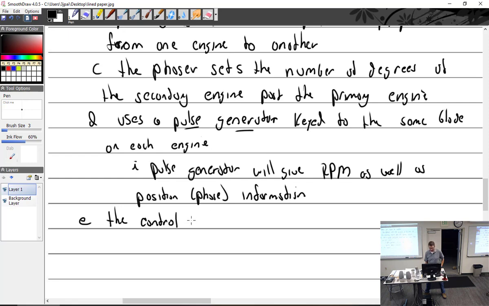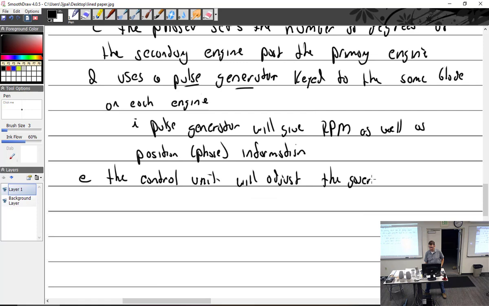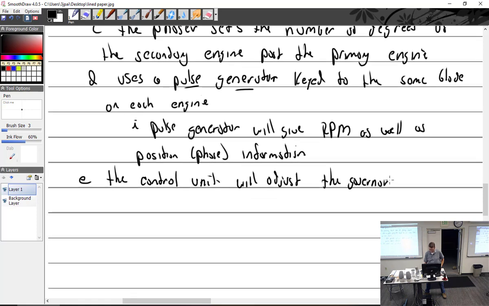The control unit will adjust the governor as needed to keep the props in sync and in phase.